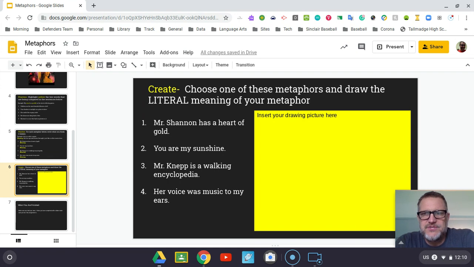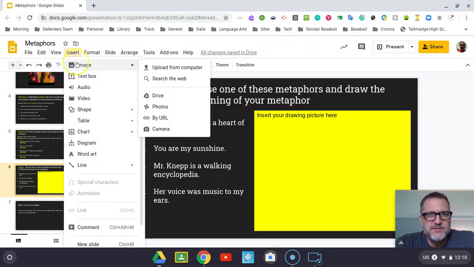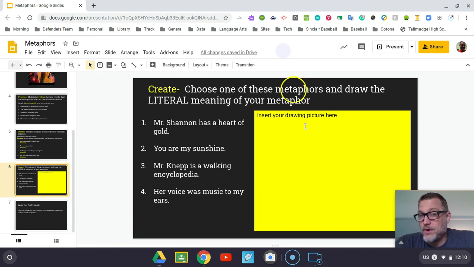What you can do there is draw something on paper. Get yourself a sheet of paper, draw what it means, take a picture of that, and save it to your Google Drive. Then go up here to insert and you can insert your image from there. Go over here and upload it from Google Drive. Or you can use some tools, make a drawing, and put it in here. I know you guys are smarter at technology than I am.